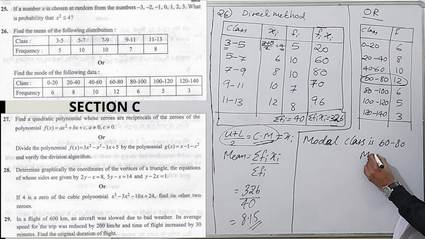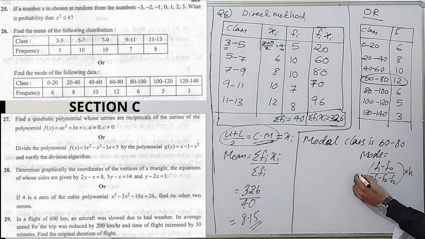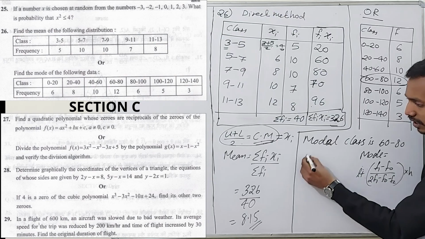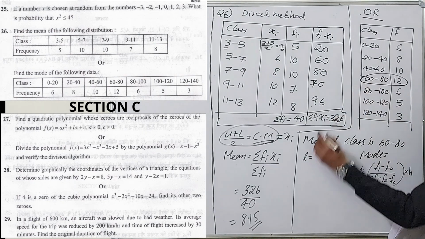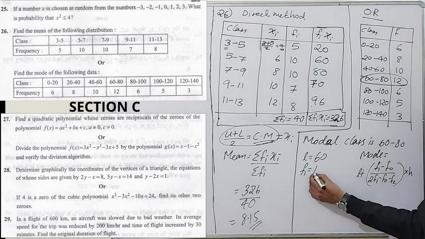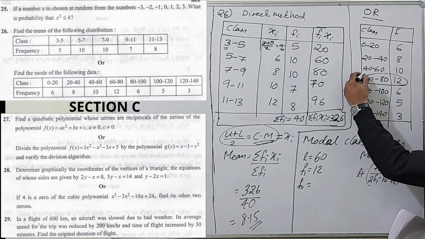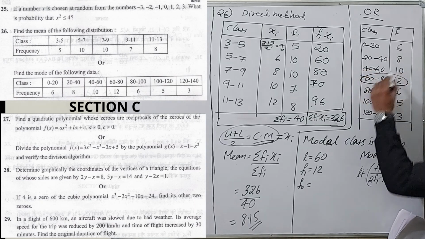So now what is the formula? We have that mode is equal to L plus (F1 minus F0) divided by (2 F1 minus F0 minus F2), into H. Clear? Then we can find these variables with reference to the modal class. What is L? L is the lower limit of the modal class, that is 60. And what is F1? F1 is the frequency of the modal class, that is 12. And F0 is the frequency of the class preceding the modal class. So the class before the modal class is 40 to 60, its frequency is 10.